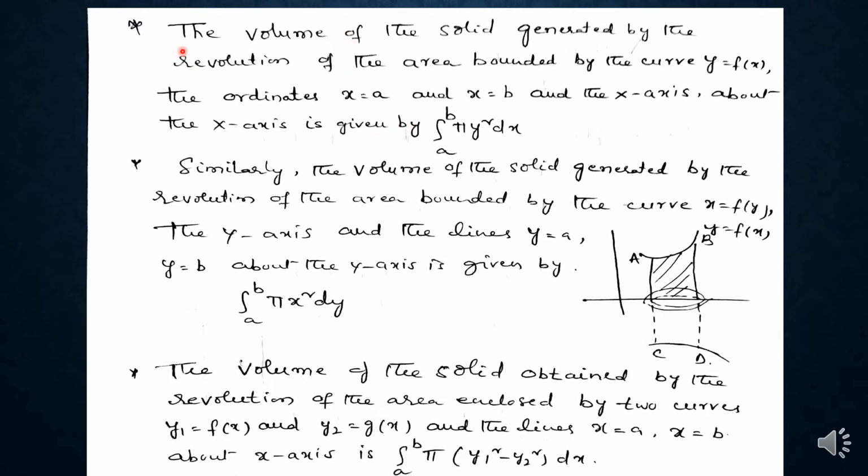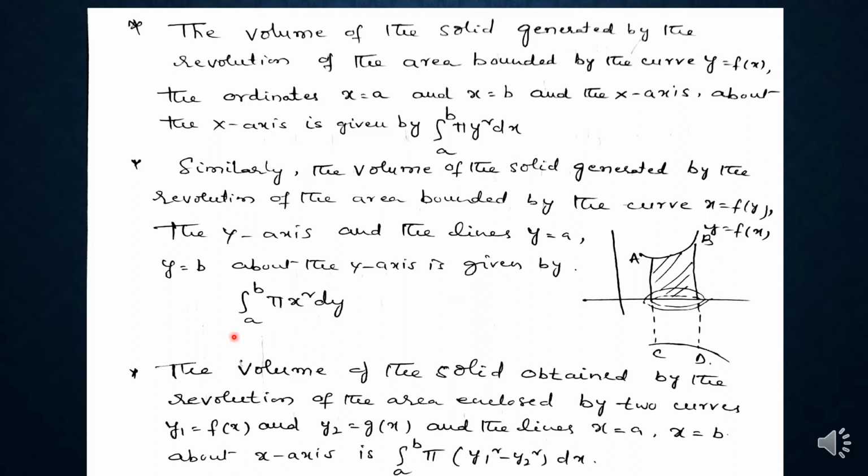The first one is the volume of the solid generated by the revolution of the area bounded by the curve y is equal to f of x and the ordinates x is equal to a, x is equal to b, and the x-axis is integral a to b pi y square dx. If x is equal to f of y, the y-axis and the lines y is equal to a, y is equal to b, about the y-axis, the volume is given by integral a to b pi x square dy.